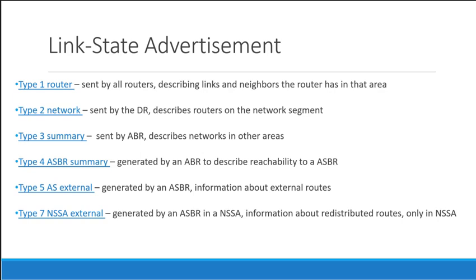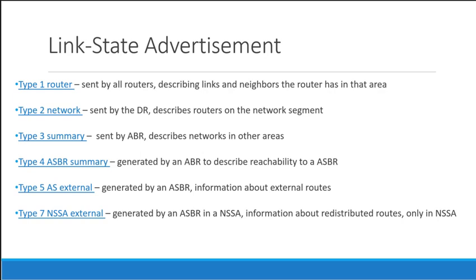Type 3 is the summary LSA sent by an area border router, and it describes networks in other areas. If we remember right, Type 1 and Type 2 LSAs don't leave the area, so obviously we do need to learn about other areas. We need that mechanism so we can move beyond the one area. Because Type 1 and Type 2 don't leave the area, the Type 3 LSA is used to describe networks in other areas.